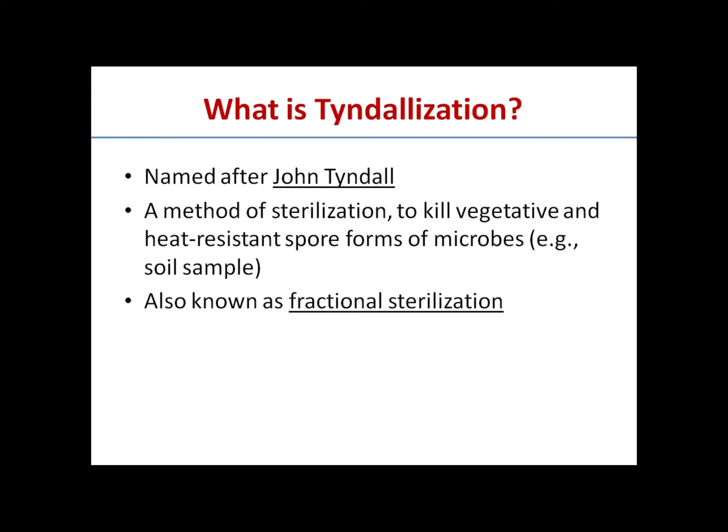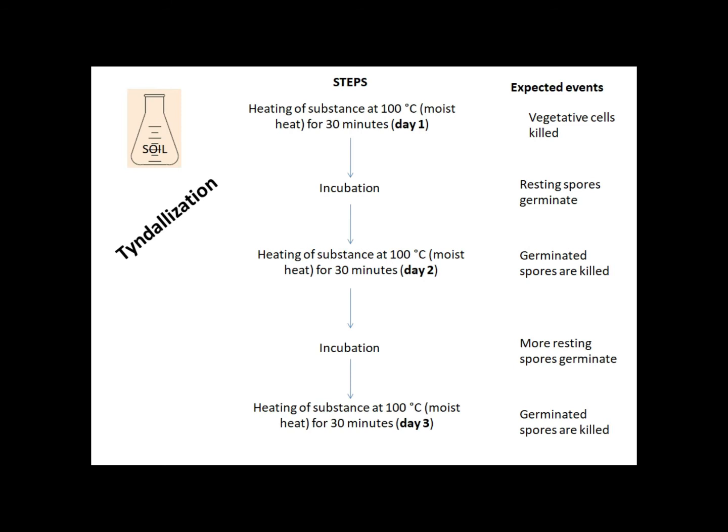How is this done? Sterilization is done repeatedly, so it is also known as fractional sterilization. Let us see here briefly how Tyndallization is done. For example, we have a soil sample. We take the soil sample in a conical flask or in a heat resistant plastic bag, a polypropylene bag. Now, the first step is heating of the substance at 100 degrees Celsius, moist heat, for 30 minutes. So this is the job done once in a day.